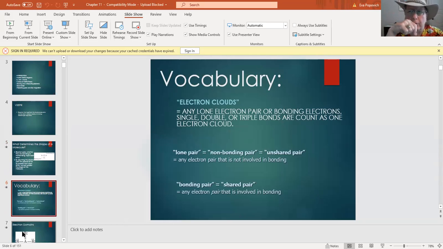In order to do VSEPR, I've got to pin down certain points so that we know what I'm talking about. An electron cloud is any lone pair of electrons or bonding electrons. Single, double, or triple bonds count as one electron cloud because all the electron cloud from that double, triple, or single bond is in one direction. A lone pair is a pair of electrons not involved in bonding. Bonding electrons are involved in bonding.